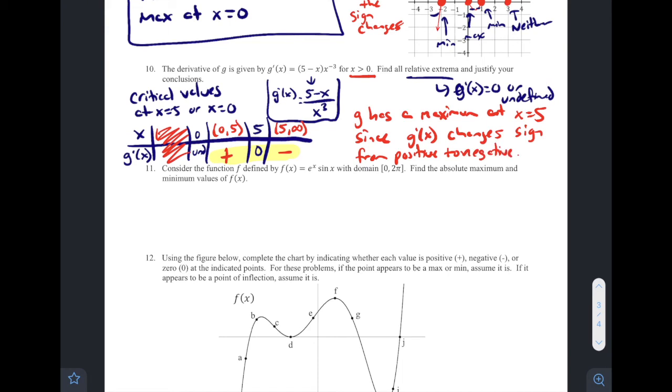So g has a maximum at x equals 5 since g prime changes sign from positive to negative. That's going to be our answer for number 10.